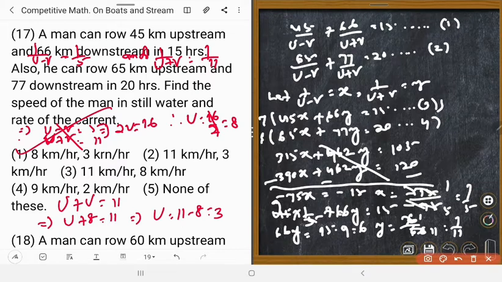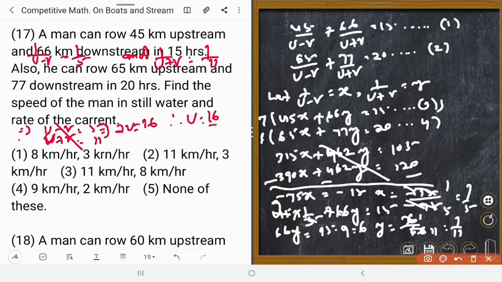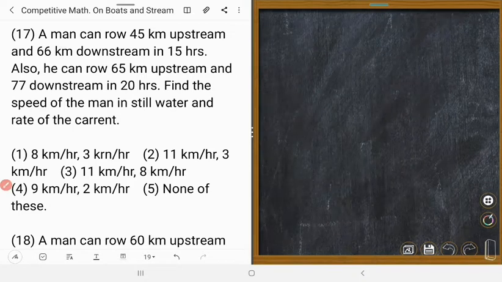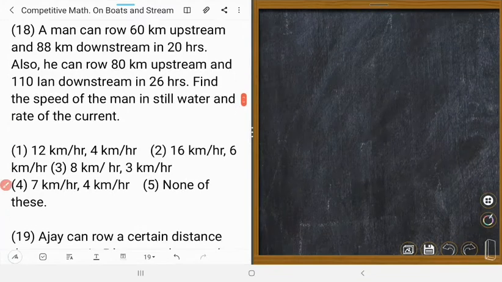With this, again, there is another question. Let's have a look at it. Just 1 minute. If we do not erase it, it will come again. Which is the correct answer? This one is the correct answer? Yes. Now let's move on to question number 18.